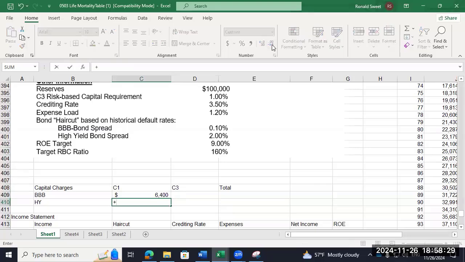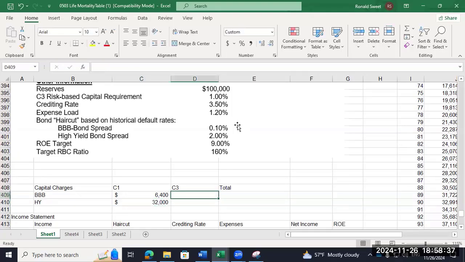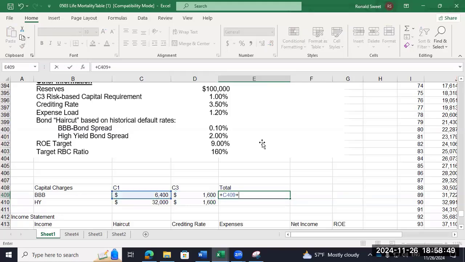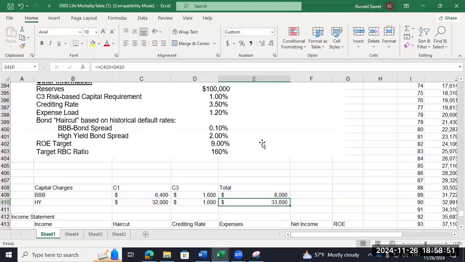And for high yield, same thing, 100,000. But here the charge is 20%, times 0.2 times 1.6. The C3 risk is always going to be the same between them. So 100,000 times, here, C3 risk 1%, 0.01 times 1.6. And then you add them across. There's your capital charge. So you start with that, pretty straightforward.